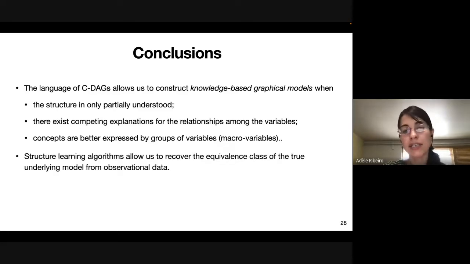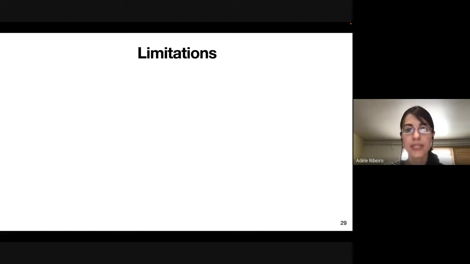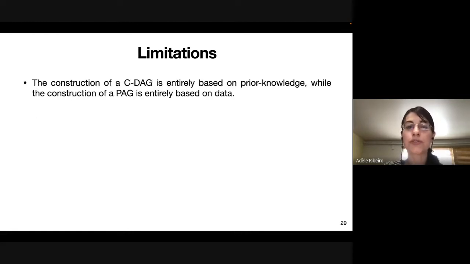And on the other side of the spectrum, we have the structure learning algorithms, where you don't have any knowledge available, but you can use data, observational data, to recover the equivalence class of the true underlying model. And we have developed sound and complete algorithms for identification of causal effects from given either C-DAGs, or cluster DAGs, and PAGs, which are the partial ancestral graphs. Of course, there are still limitations. So the construction of a cluster DAG currently is entirely based on prior knowledge. And the PAG, on the other hand, is based entirely on data, on observational data.